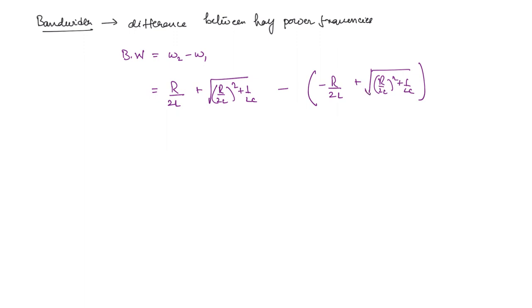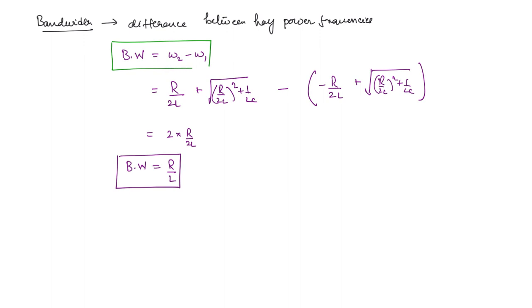So what will you be left with? You will be left with 2 times R by 2L, that is R by L. This is the expression for the bandwidth. Remember which circuit we are talking about? The series RLC circuit. The definition of bandwidth is general, irrespective of the kind of circuit, but this is the specific expression for the series RLC circuit.